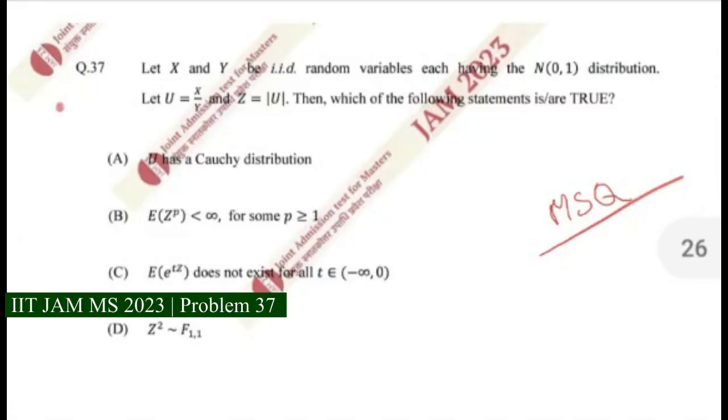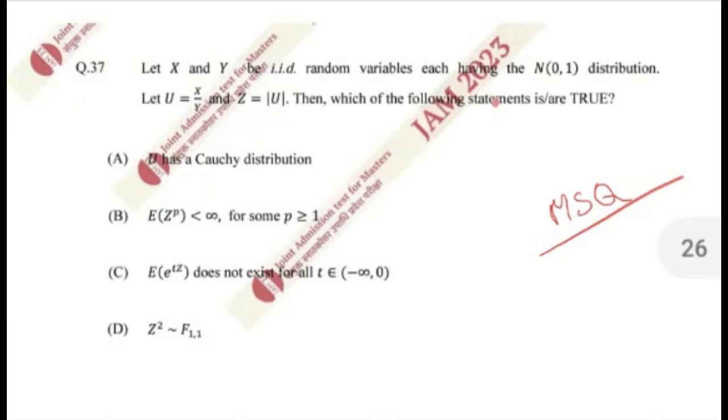Today we are going to solve problem 37 of IIT JAM MS 2023. Here X and Y are IID random variables, each having the normal 0-1 distribution. We are defining two random variables U, which is equal to X by Y, and Z, which is equal to mod of U. Then we have to find which of the following statements is or are true. This is an MSQ type question.